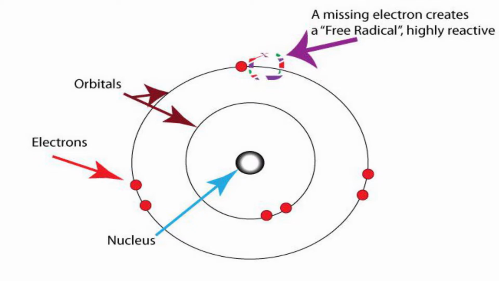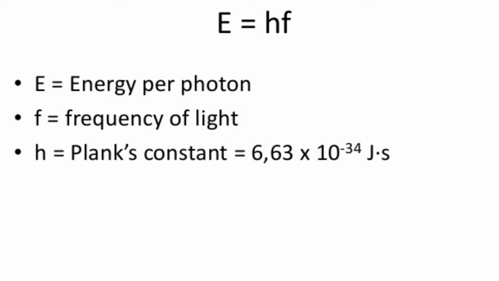We also need to know what a radical is. A radical is a molecule or atom that has unpaired electrons. This makes them highly reactive. To work out the energy of a photon, you need to use the equation E equals hf. E is the energy of the photon, f is the frequency of the radiation, and h is Planck's constant, 6.63 × 10^-34 joule seconds.